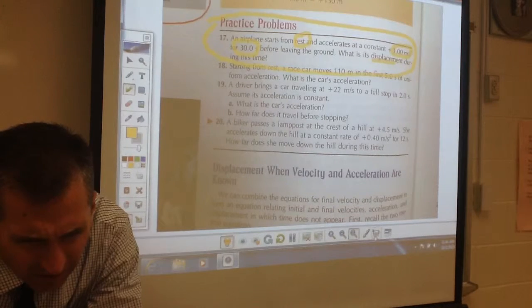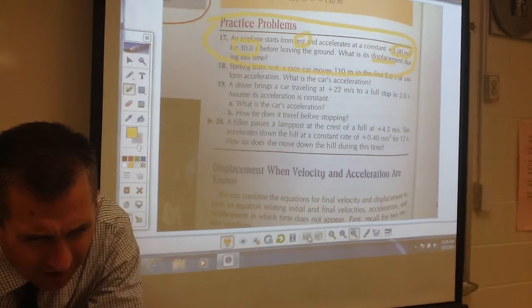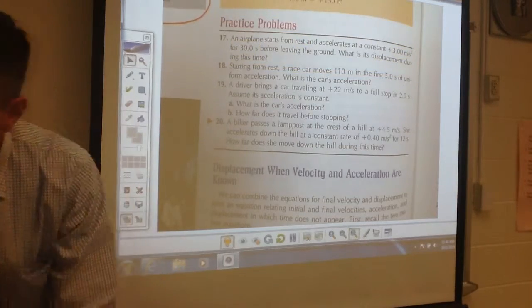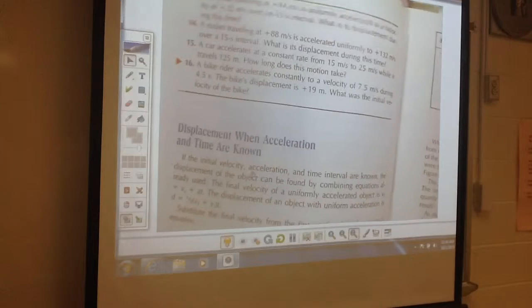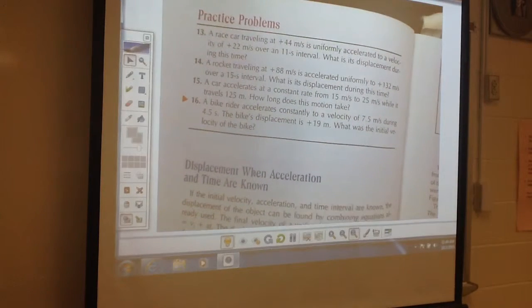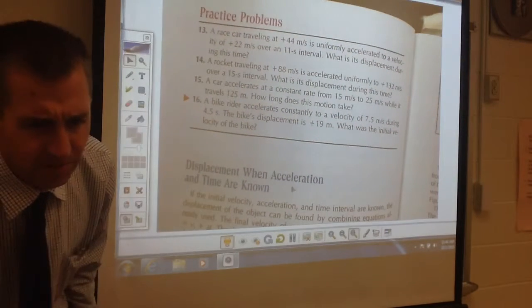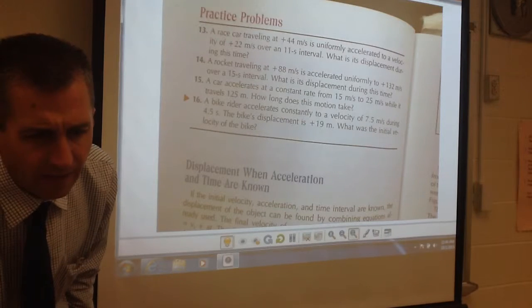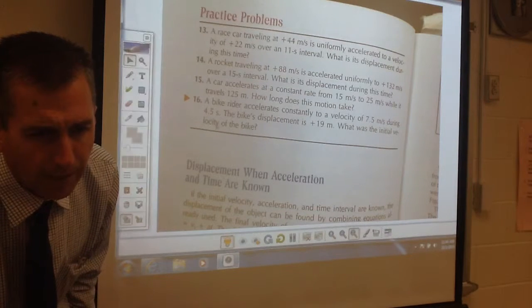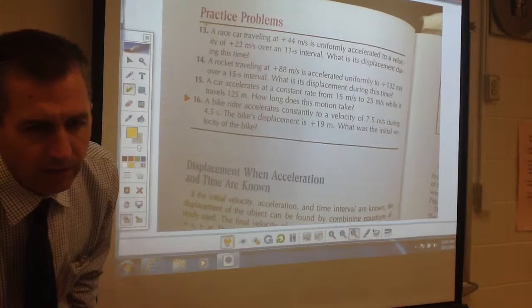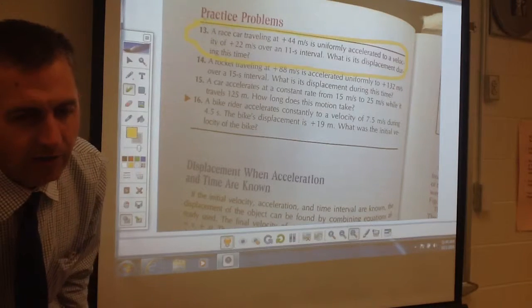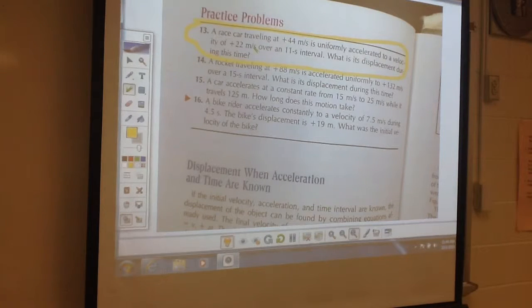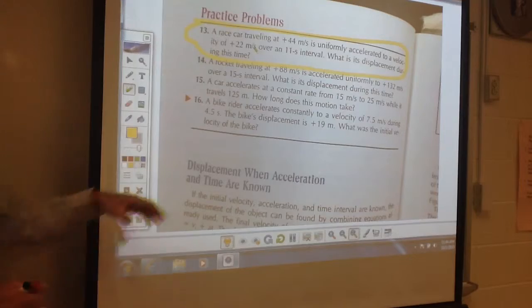So first of all, let me figure out how to erase. There we go. And let me back up to another problem in this book, which is similar in nature. This problem number 13 right here. Let's focus our attention on that one. It says a race car is traveling at 44. It's uniformly accelerated. So 44 is its what?